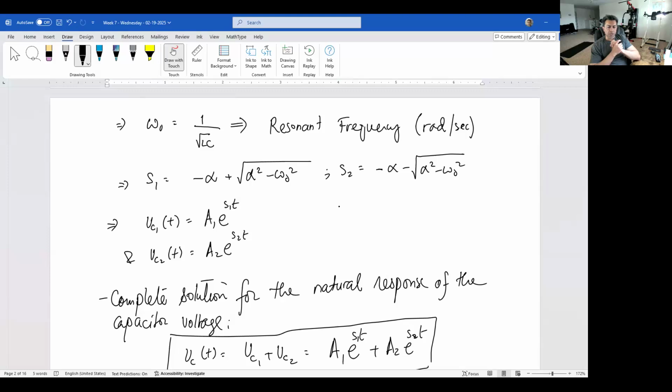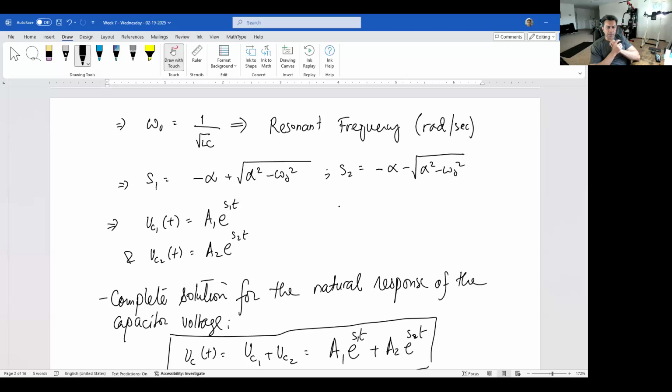If alpha and omega naught are the same, then the term under the square root is going to be 0. And then S1 and S2 are going to be the same, negative alpha for both of them. And if alpha is less than omega naught, then of course the term under the square root is going to be negative. That means you will have two complex conjugate roots. S1 and S2 will be complex conjugates of each other.